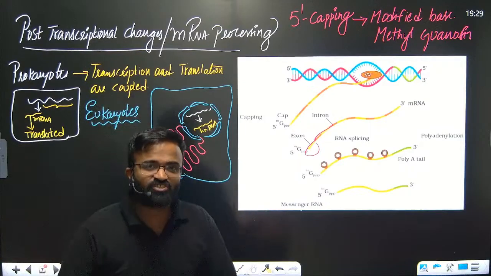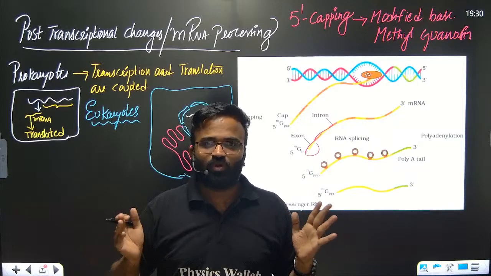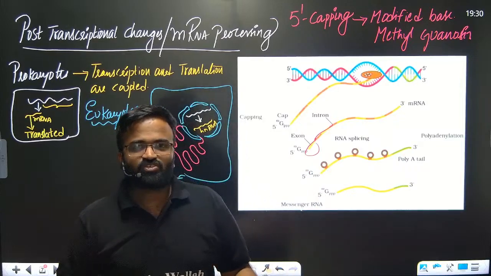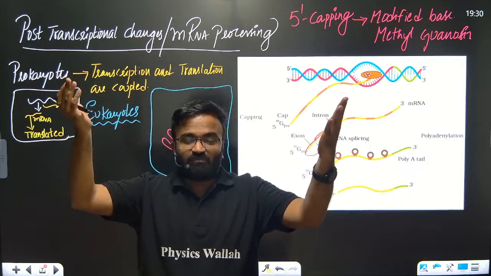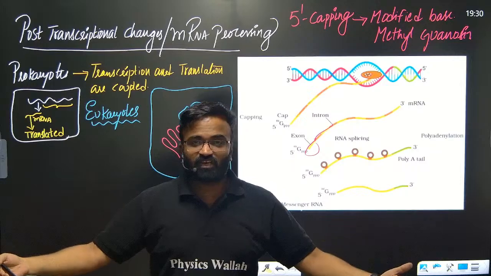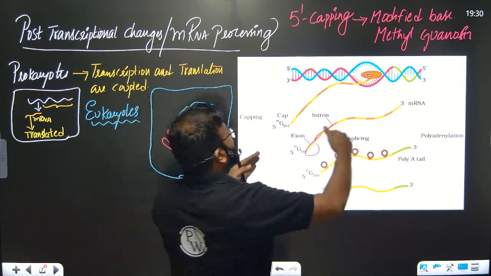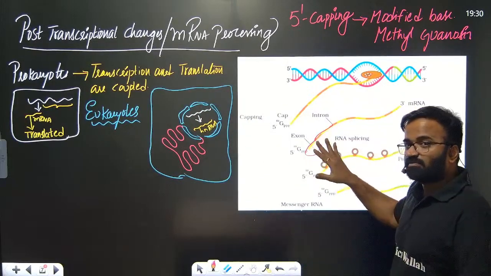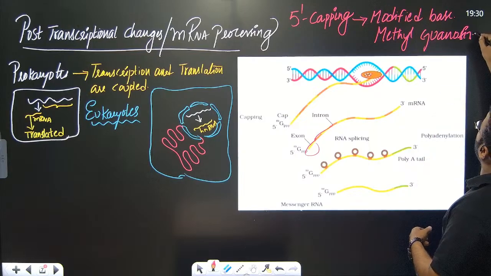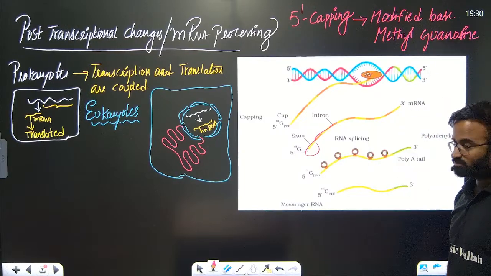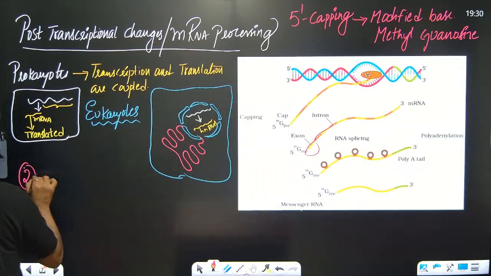Imagine you are walking. Right now it is summer, and you're walking barefoot on the road. Obviously what? You'll get burnt. So you need to have a hat or an umbrella, which is our 5' end, and our feet, which is our 3' end. So you need to have proper footwear. So the ends have to be protected, and the 5' end is protected by adding a modified base called methyl guanosine.